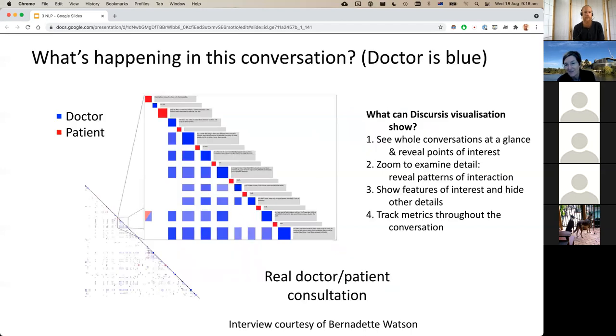Next slide. Now, this is a question for everyone listening, and you can put your answers in the chat. The doctor's in blue, the patient's in red.